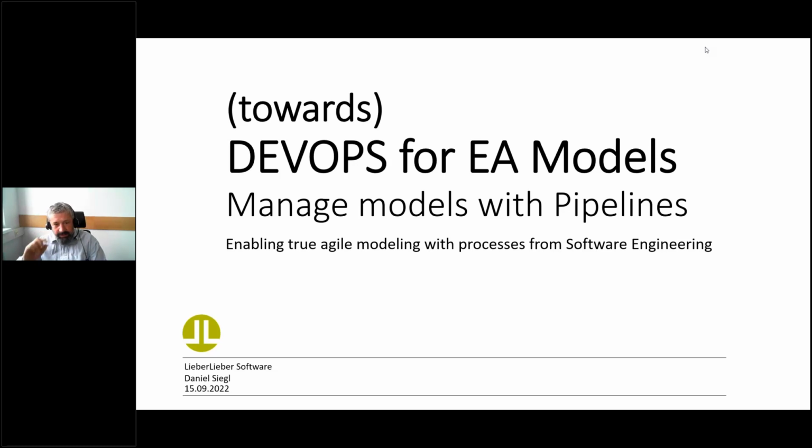Hi, this is Daniel Siegel. I'm currently in Vienna, Austria, and today I'm going to talk about DevOps for EA models and how to manage your models with pipelines. The purpose of this typically is to enable true agile modeling with processes that are very well established in software engineering, but you can use the same principles for other types of modeling, most prominently systems engineering, but also BPMN or Archimate is possible with this way of thinking.